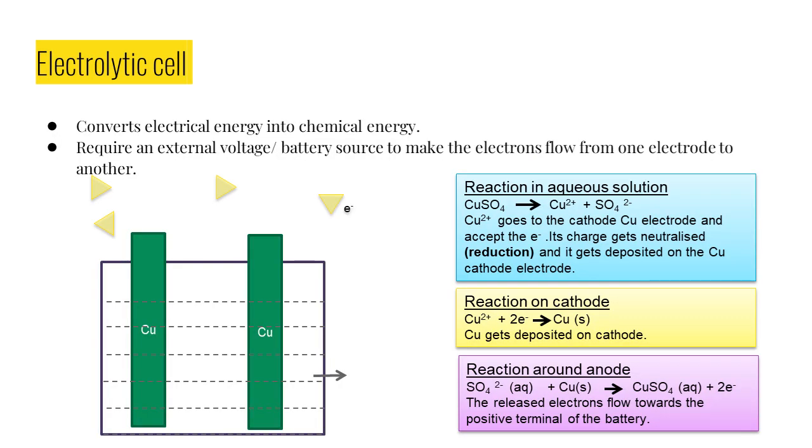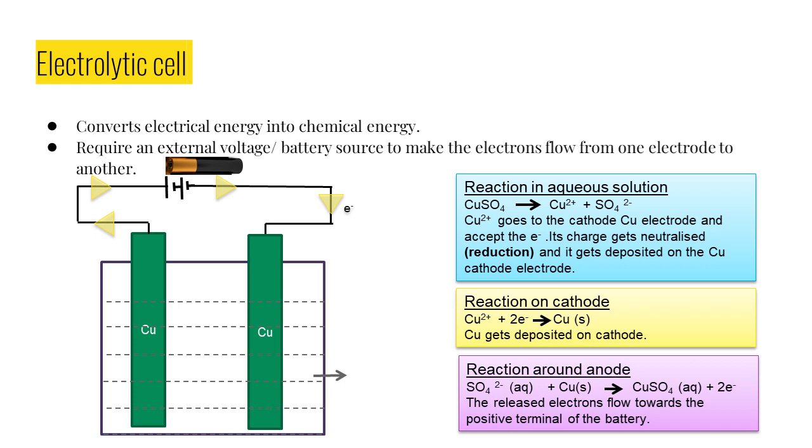This is our electrolytic cell. An electrolytic cell converts electrical energy into chemical energy, and it requires an external voltage or battery source to make the electrons flow from one electrode to another. External voltage or battery source means they require a battery, which is a combination of cells, or they require an external dry cell. I have already explained that an external dry cell has a predefined positive and negative terminal, and why one terminal is positive and why the other is negative, that also I have explained.